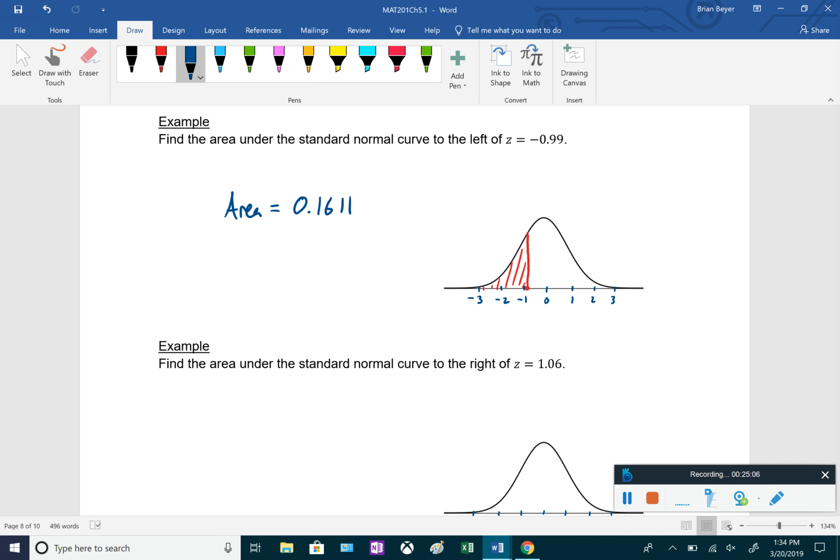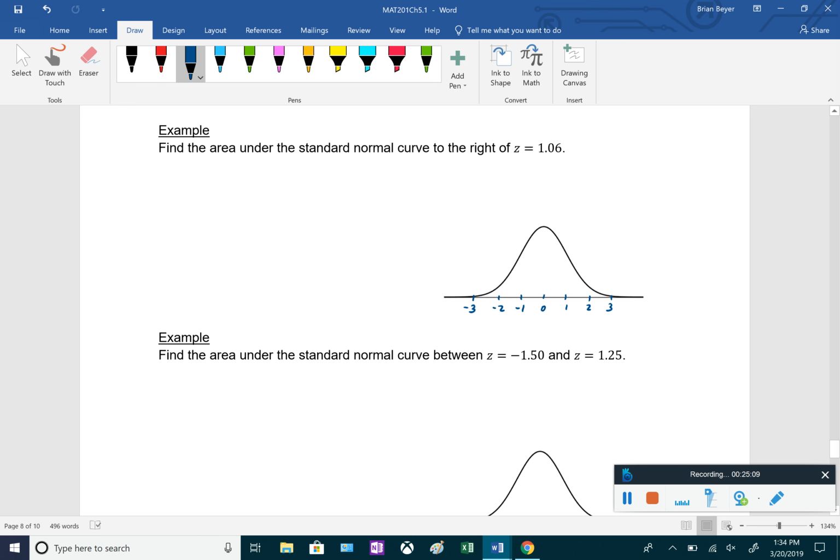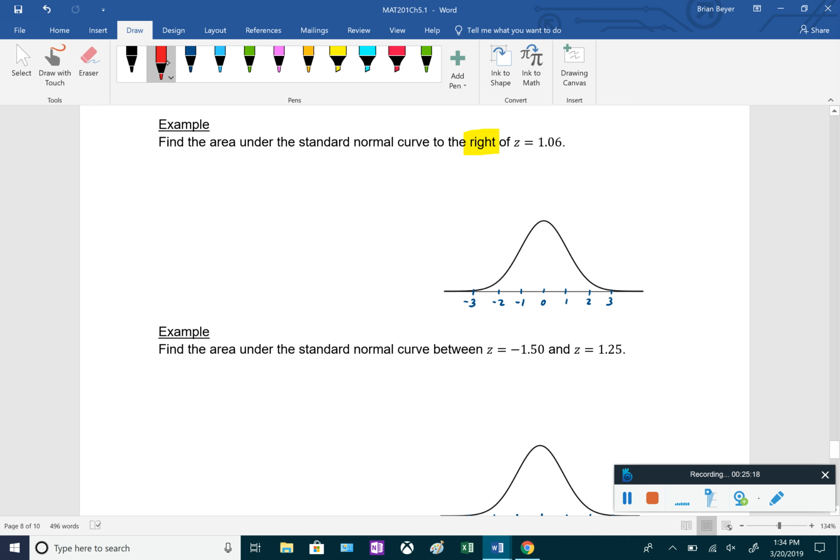Okay, so for the next one, we want the area to the right of z equals 1.06. So 1.06 is about right here. We're looking for the area to the right. So area to the right means 1 minus the area to the left. So the area is going to equal 1 minus the area to the left, 1 minus the value from the table. The value from the table for that z-score is 0.8554. So we subtract them and we get an area of 0.1446.